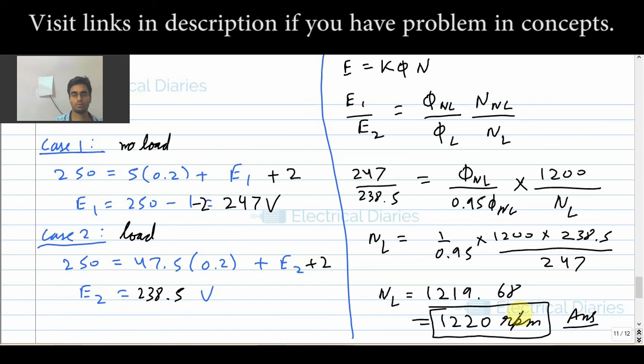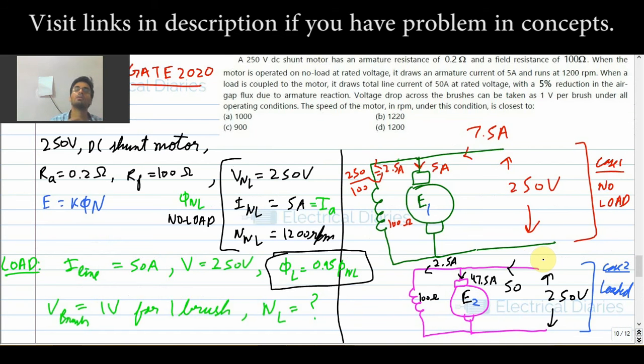So don't forget to add these brush voltage drops. See why I have assumed 2 brushes here. For wave winding, your brushes are equal to 2, so that is why I have assumed. Otherwise, if poles were given, then there must have been some information regarding the lap winding or something. So the most feasible assumption is 2 brushes. Okay, so your answer will be P here.